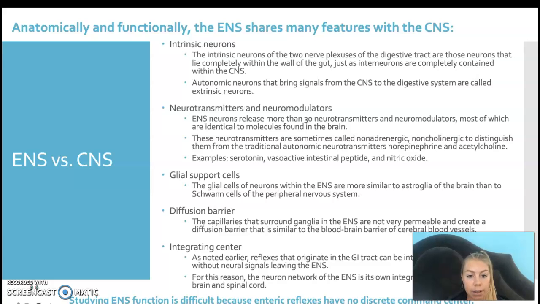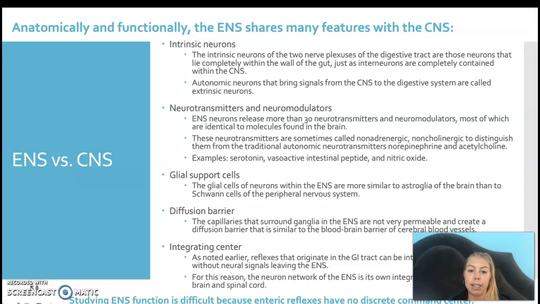Glial support cells are important in the ENS. The glial cells of neurons within the ENS are more similar to the astroglia of the brain than to the Schwann cells of the peripheral nervous system. A diffusion barrier is also present, so the capillaries that surround ganglia in the ENS are not very permeable and create a diffusion barrier that is really similar to the blood-brain barrier of cerebral blood vessels.